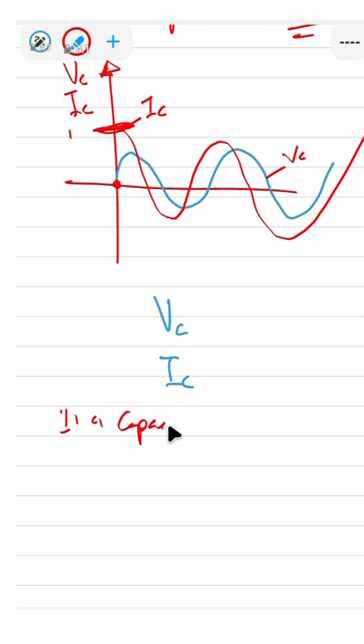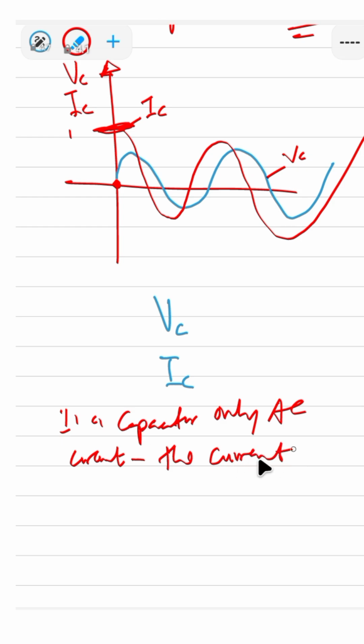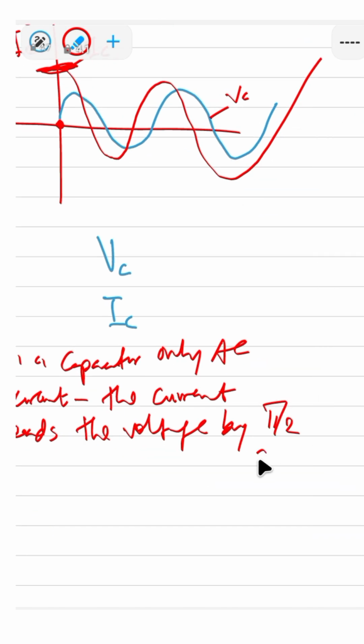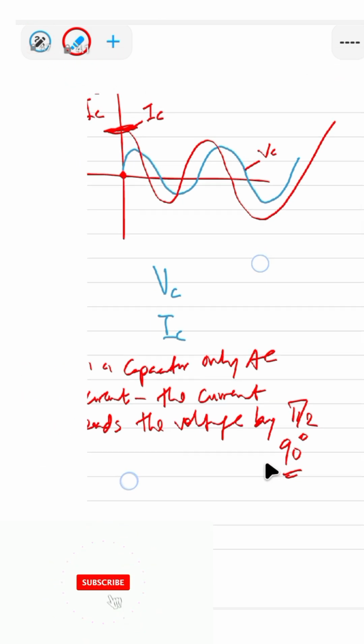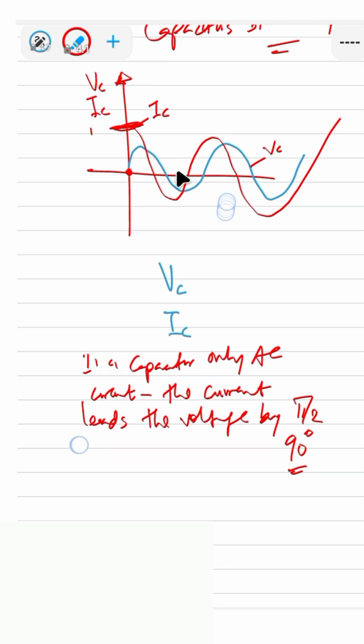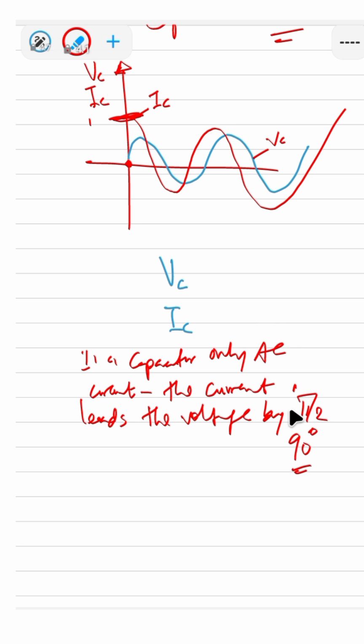So in a capacitor-only AC circuit, the current leads the voltage by a phase angle of pi over 2, or you can say 90 degrees. So in a pure capacitor circuit, the current leads the voltage. The current is ahead of the voltage. The current is in front of the voltage. Anyhow you want to put it, the current is ahead of the voltage by pi over 2 or 90 degrees.